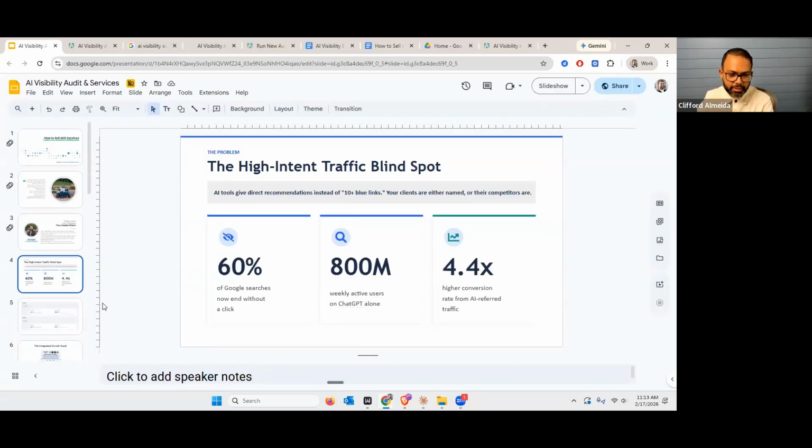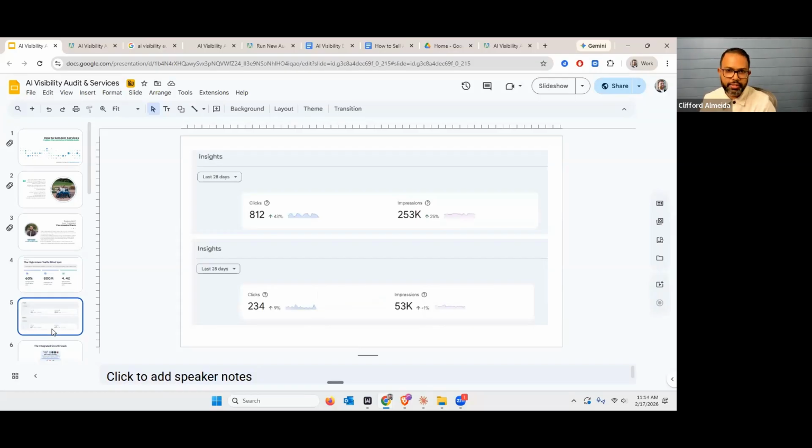When you look at the AI visibility audit, you'll see a lot of different statistics there. Just understand that most people are using statistics to tell a story, similar to what I'm doing here today, and use that wisely.